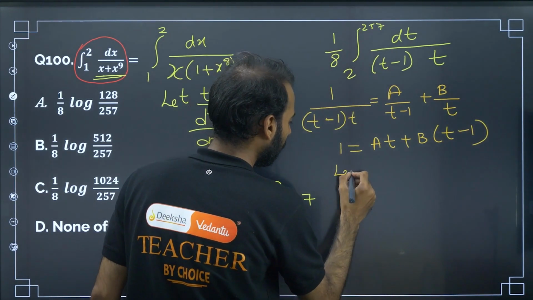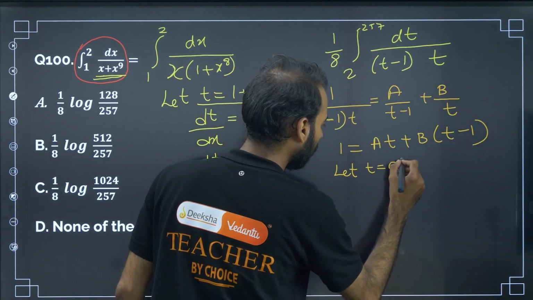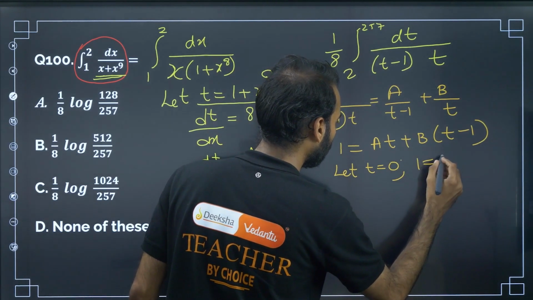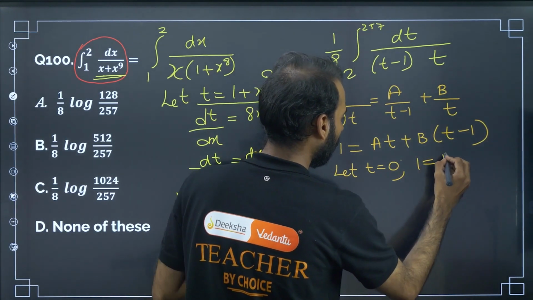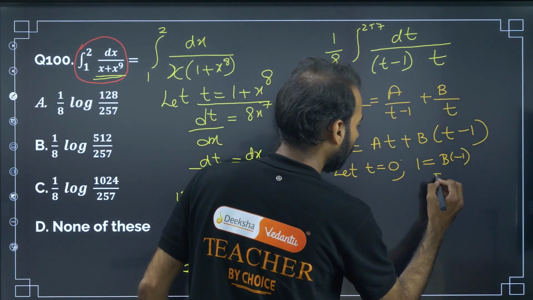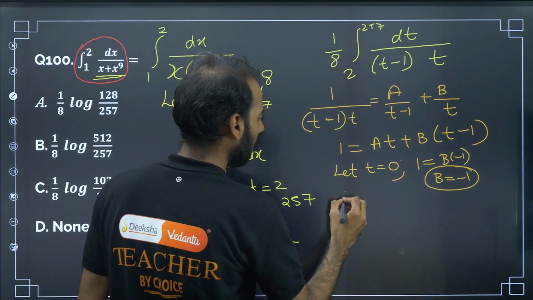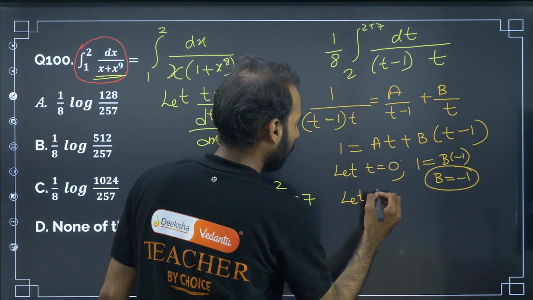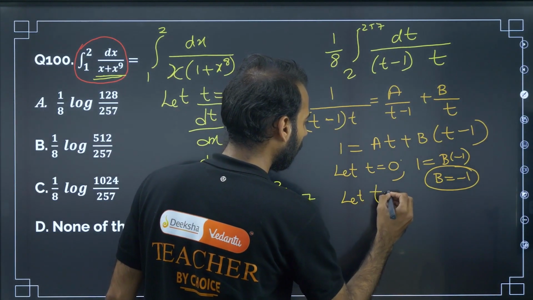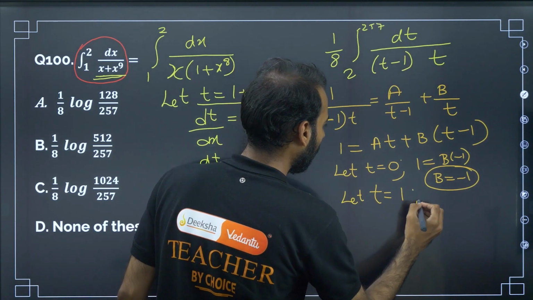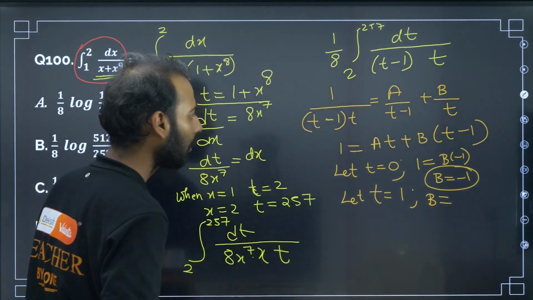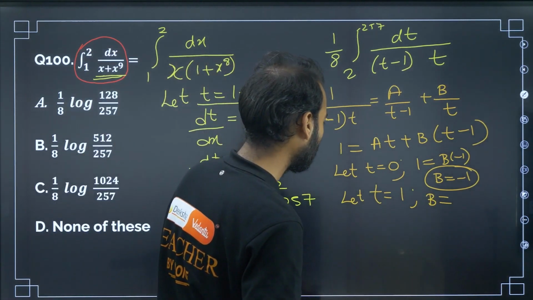So let t be 0. 1 is equal to b times minus 1. So b is minus 1. Now let t be 1.